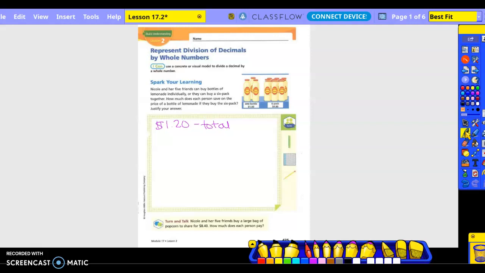So basically, we're going to use our flats, our longs, and our skinnies to figure that out. So I would originally start with how many flats? 4, right? So 1, 2, 3, 4. How many longs would I have? 8. Okay. So 1, 2, 3, 4, 5, 6, 7, 8. So how many friends do I have? 6. So I'm going to draw 6 circles.